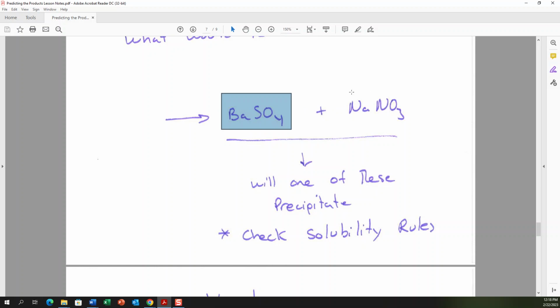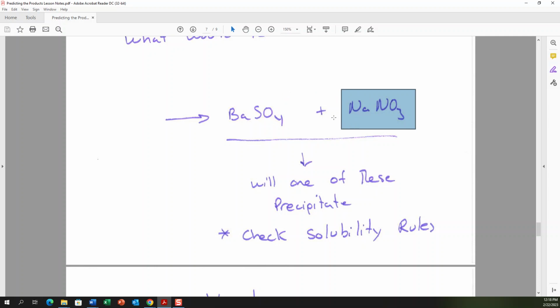Sodium's +1, nitrate's +1, so that's the correct formula for sodium nitrate. So these are our two compounds that could be produced, but we've got to check: is one of these going to precipitate? Is one of these considered insoluble based on solubility rules? If yes, then it will form a solid and precipitate out and we'll get a reaction. Okay, scenario P. But if both of these are soluble, then this will stay dissolved and that will stay dissolved and there won't be a reaction.